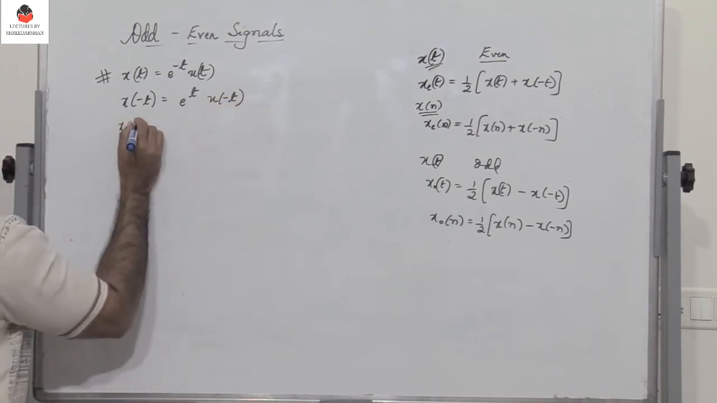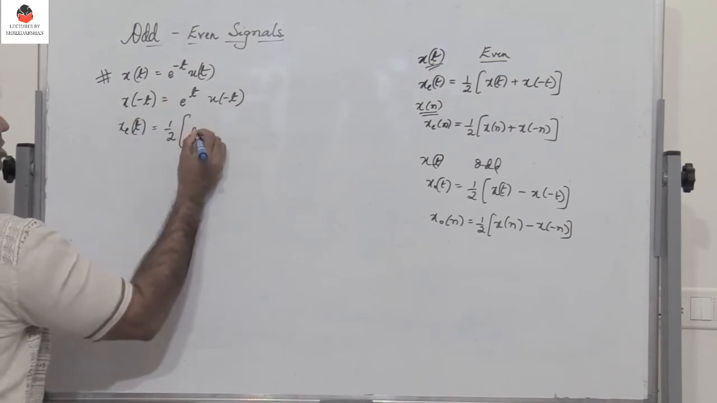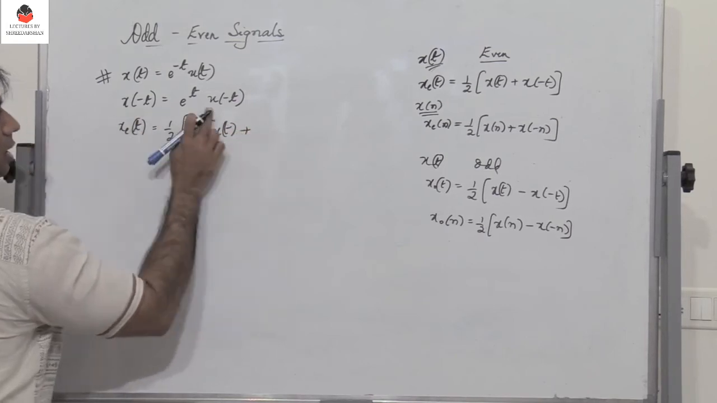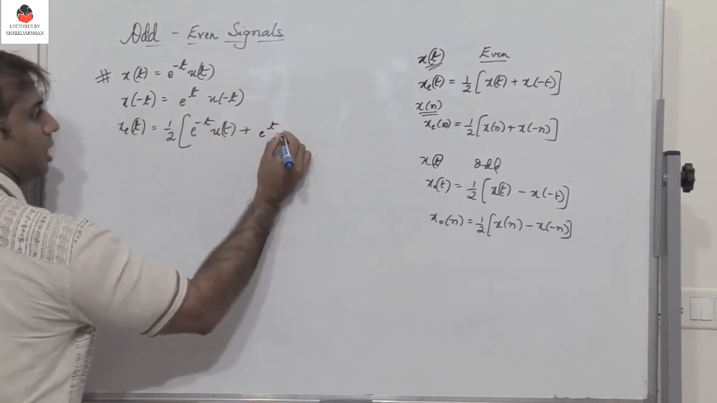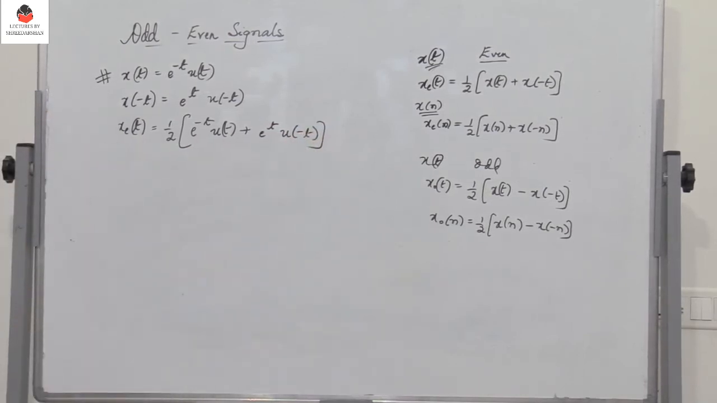Now what is x e of t, the even component? It is nothing but half of x of t, which is e power minus t u of t, plus x of minus t, which is e power t u of minus t. So this will be the even component.